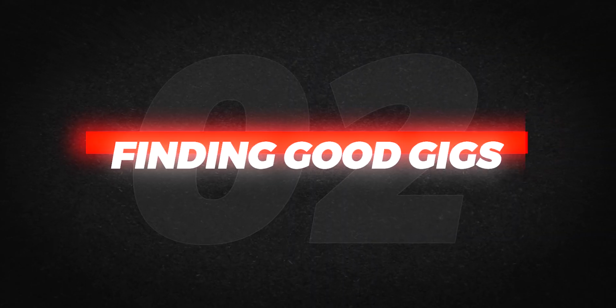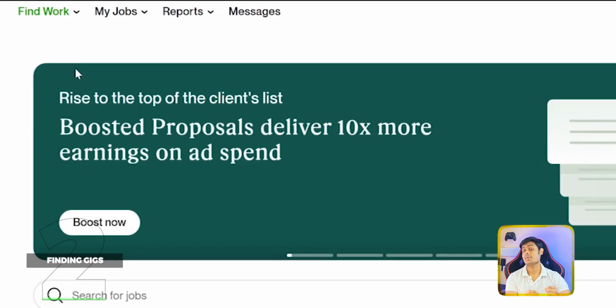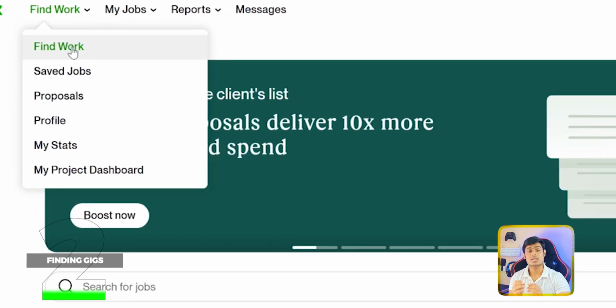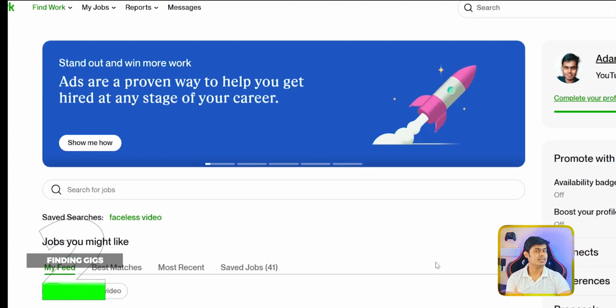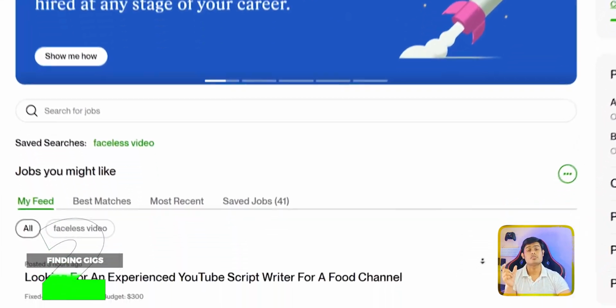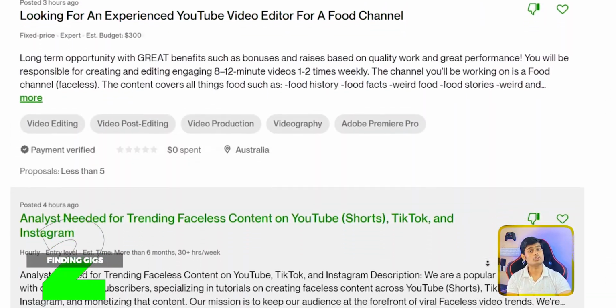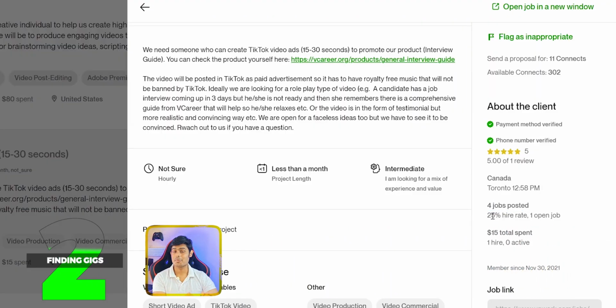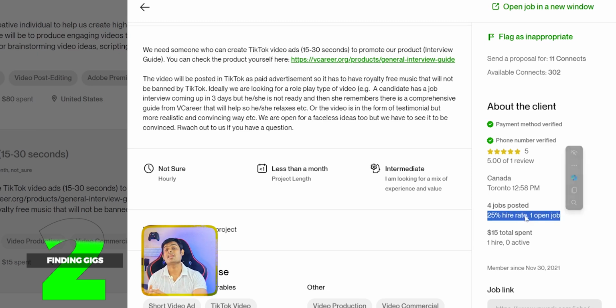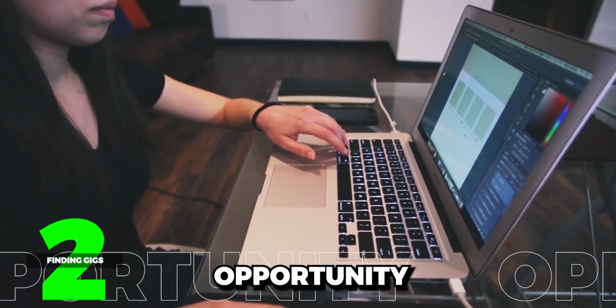नाउ कमिंग टू द रियल गेम नाउ, finding good gigs. So yeah, this is my favorite part, that Upwork gives you a list of most recent gigs on their platform under the find work section, where you can find latest projects and good prospects. Now this is a gold mine for you because these people are hiring actively, and if you really have good skills, then you can easily grab a lot of these opportunities.